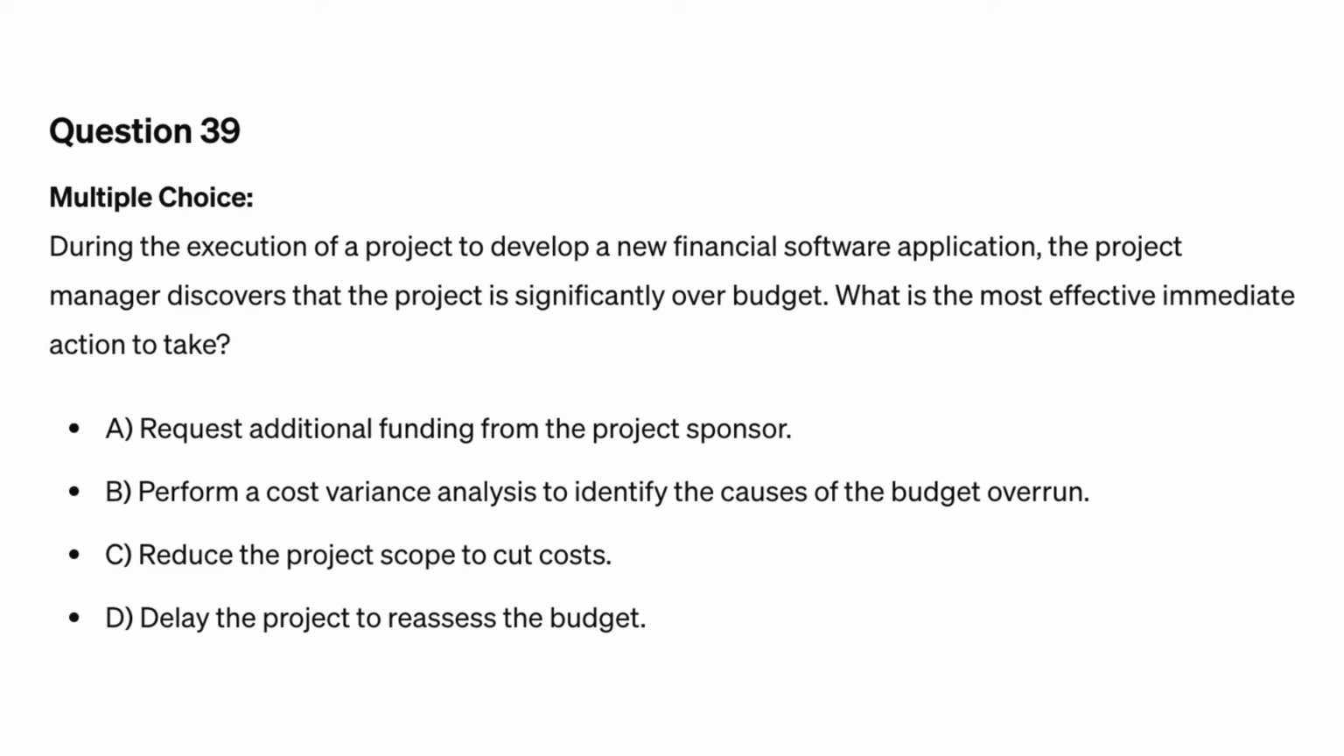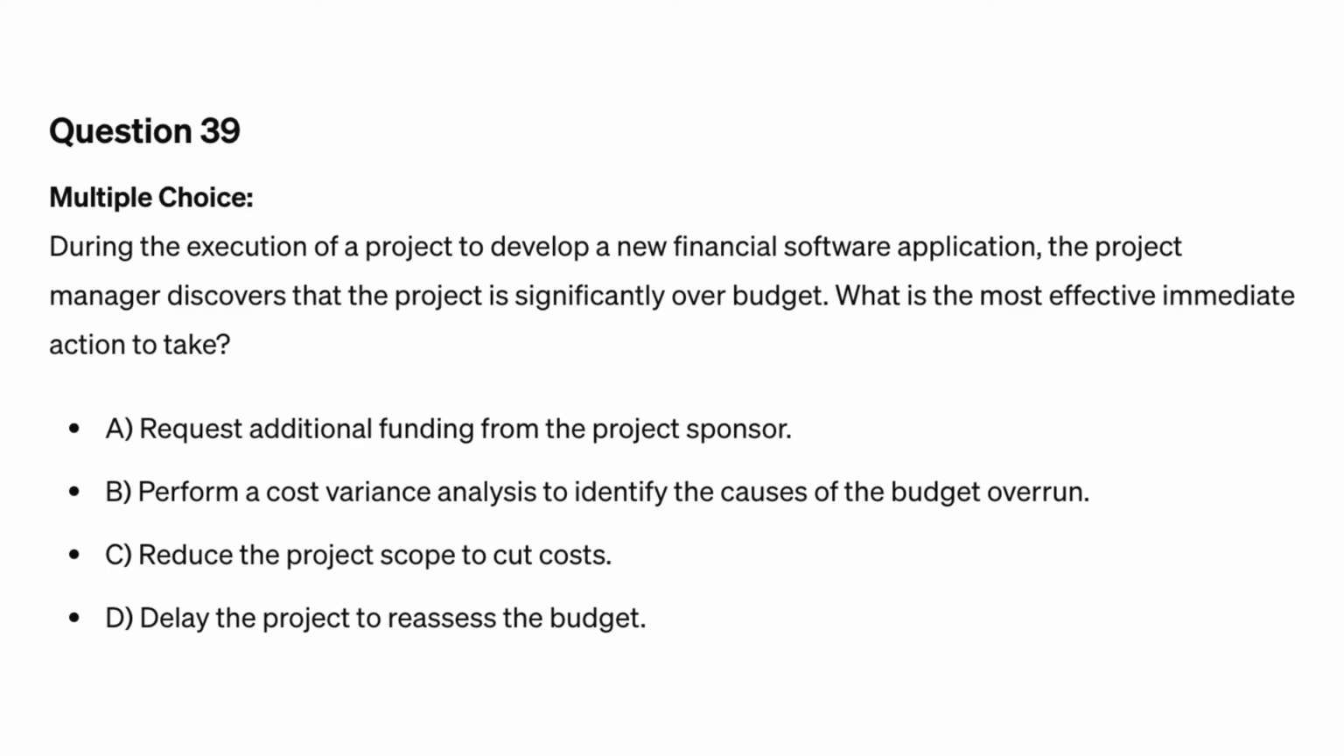Question 39. During the execution of a project to develop a new financial software application, the project manager discovers that the project is significantly over budget. What is the most effective immediate action to take?